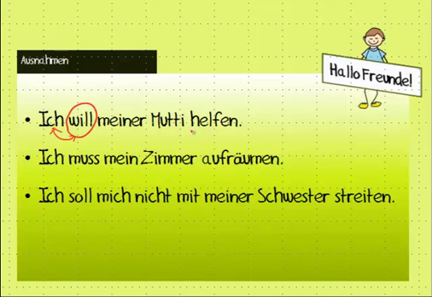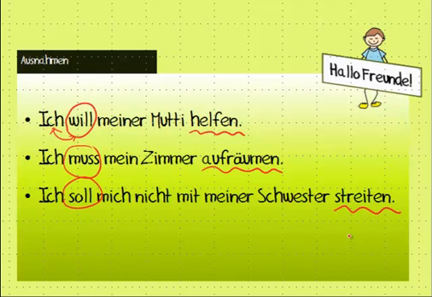We said that the second verb, which is right here, helfen, to help, goes at the end of the sentence, and it is in the infinitive. And we have the same thing here. Ich muss mein Zimmer aufräumen. Ich soll mich nicht mit meiner Schwester streiten.